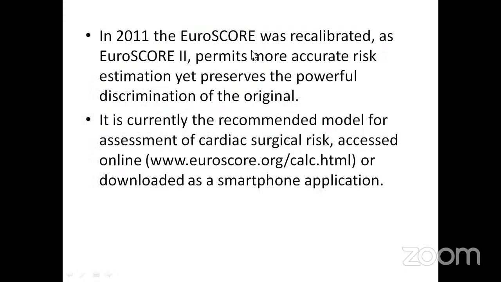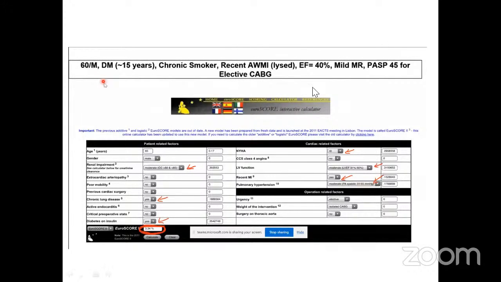In 2012, the EuroSCORE was recalibrated as EuroSCORE 2, which permits more accurate risk estimation, yet preserves the powerful discrimination of the original. It is the recommended model for assessment of cardiac surgical risk, and can be calculated online or downloaded as a smartphone application. This is an example of a EuroSCORE 2 calculated for a 60-year-old male, diabetic for 15 years, with a recent anterior wall MI, ejection fraction of 40 with mild MR, posted for elective CABG. It came to a rough estimate of 3.34%.